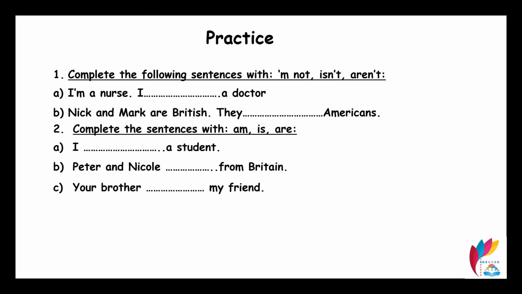Now let's move to do some exercises for practice. We have two exercises here. The first one is complete the following sentences with not, isn't, aren't. Of course, we have negative sentences, and the second one is am, is, or are. And here we have the affirmative sentences. So this was the lesson of grammar of verb to be.